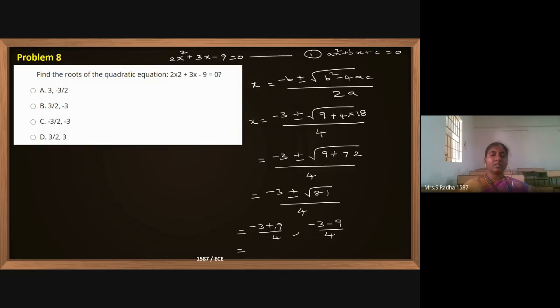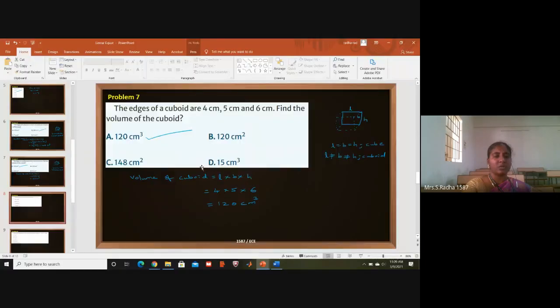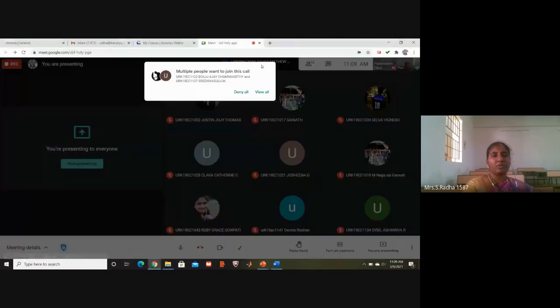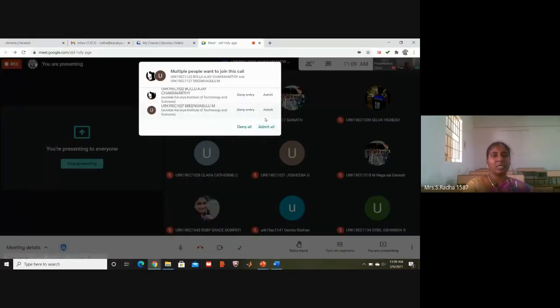Minus 3 plus 9 divided by 4 is 1 root. Minus 3 minus 9 divided by 4 is another root. So here it is 6 by 4, which is 3 by 2, positive. And here it is minus 12 by 4, which is minus 3. Plus 3 by 2 and minus 3 is the answer. Option B is the answer we are getting here. So 2 values for x because it is a quadratic equation.